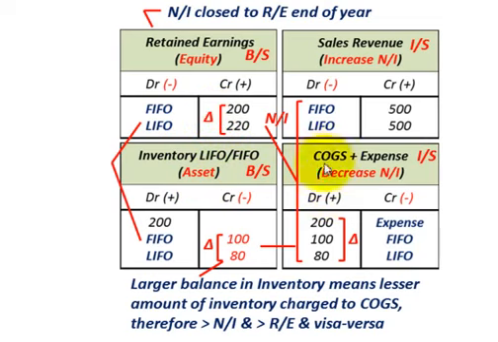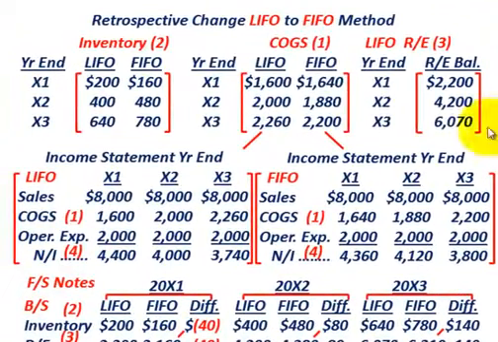Just understand this flow: how a reduction in our inventory increases our cost of goods sold, and that reduces our sales revenue, and then the difference between sales revenue, cost of goods sold, and expenses would be our net income. Net income flows into retained earnings. So you see how our inventory is affecting our retained earnings. Okay, so let's move over to our example.